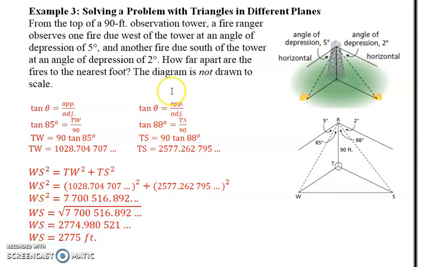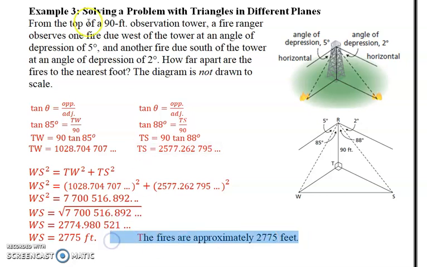And you want to answer the sentence, how far apart are the fires? So let's say the fires are approximately 2,775 feet apart, because we did round. And that is it for the chapter.